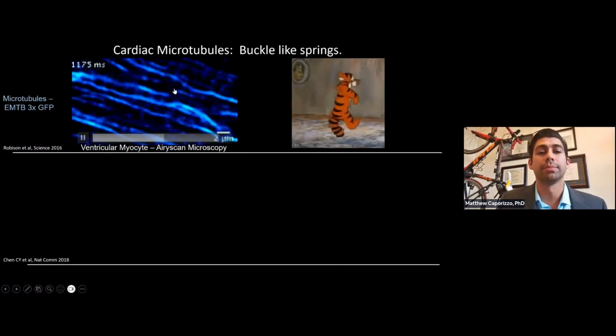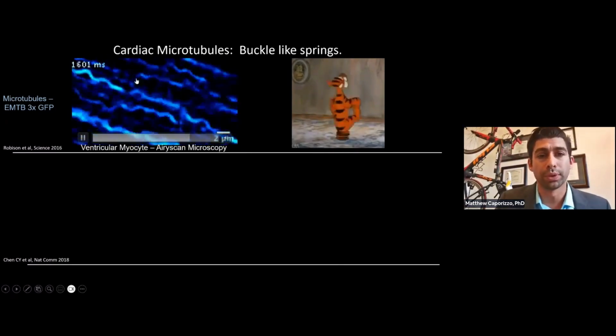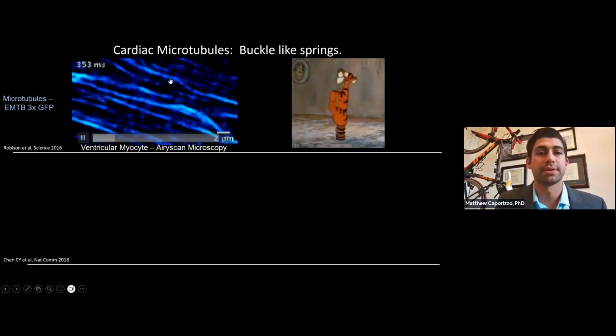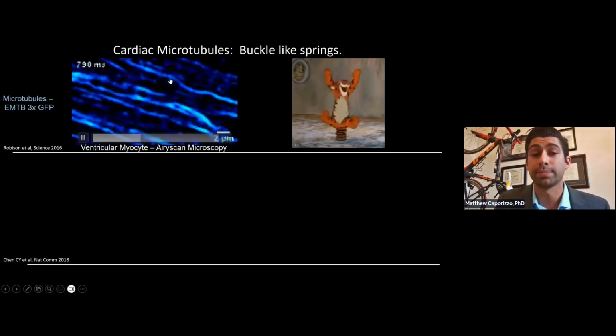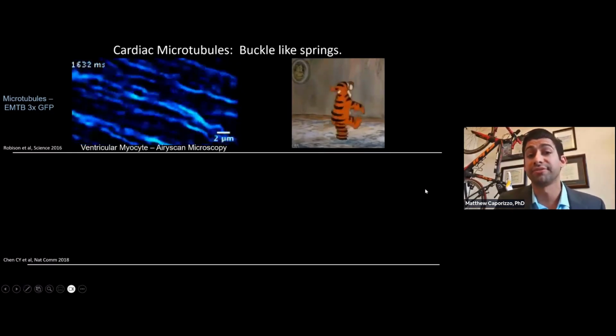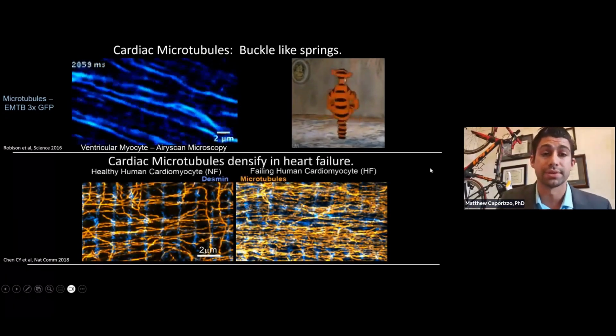And in a back of the envelope calculation, what we determined was the amount of energy that's likely stored in these microtubules, based on the number and stiffness, is about 20% of the total force generated by the contracting cell. So enough to affect the contractile performance.